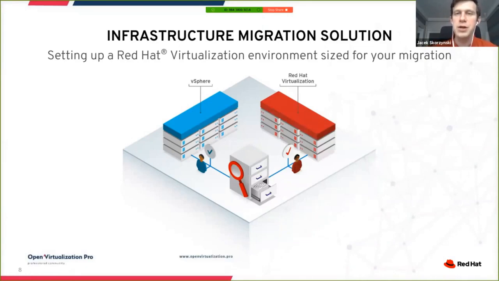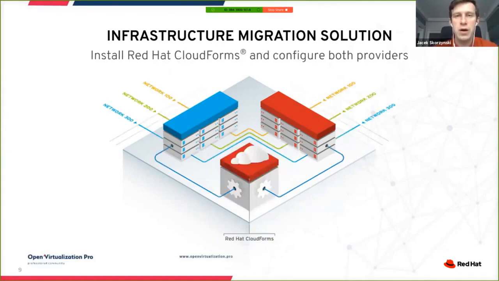So first of all, what we need to do, as I mentioned, is set up an environment. Of course, you already have your virtual platform, which in this case is VMware. Then there is a need to set up Red Hat Virtualization, properly size it, properly tune it, just to be able to migrate our workload smoothly from vSphere to Red Hat Virtualization. And this is also a part of the engagement.